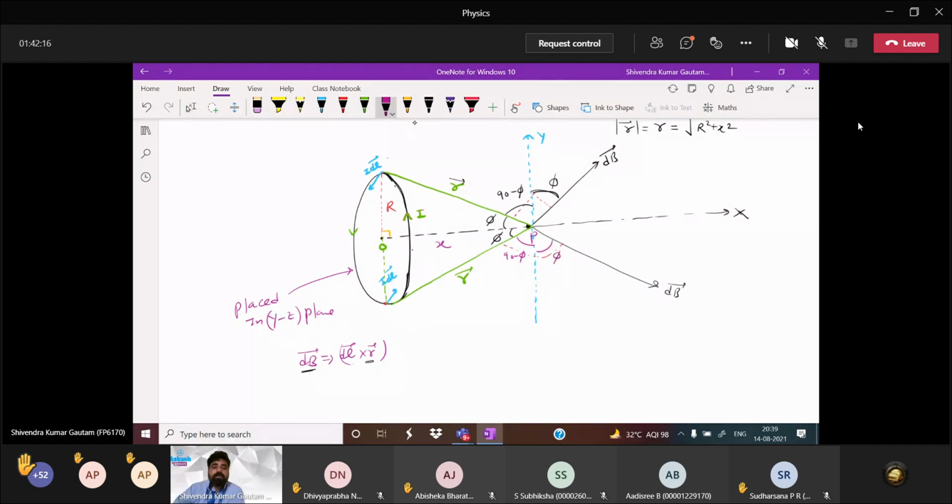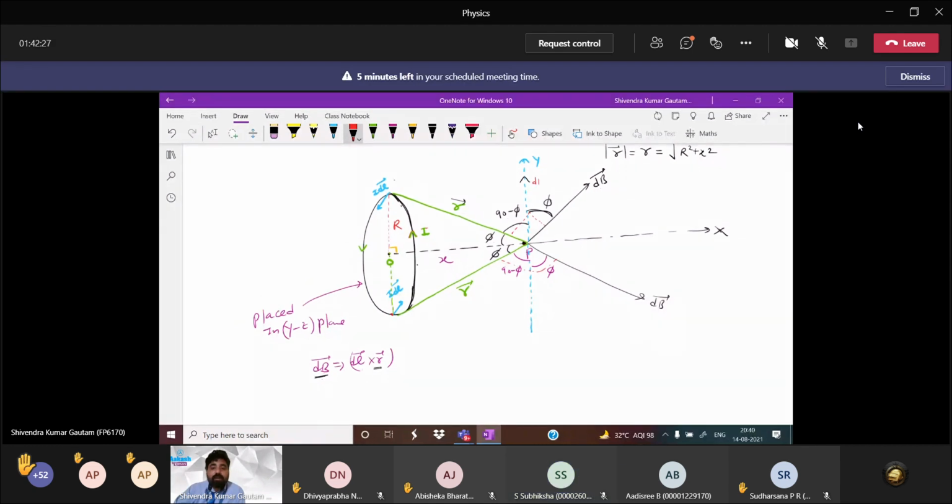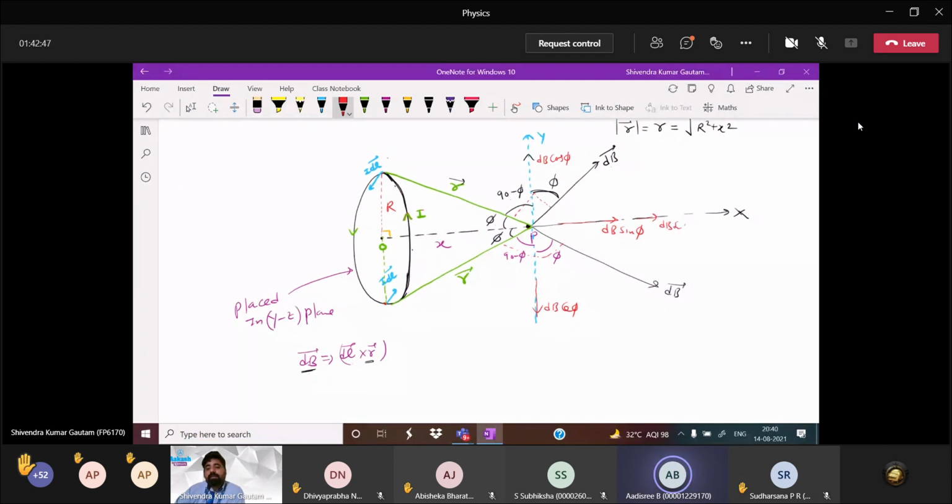Now break dB into components. Tell me, what is the dB component in this direction? dB cos phi. In this direction, what component will we get? dB sin phi. What is the dB component this side? dB cos phi. And this side, what will we get? dB sin phi.